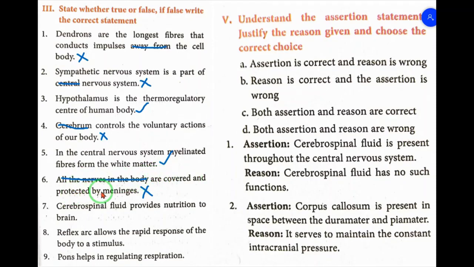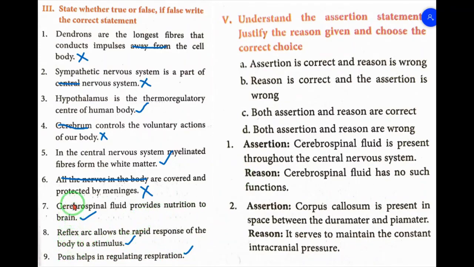Question number 7. Cerebrospinal fluid provides nutrition to brain. This is correct. True. Number 8. Reflex arc allows the rapid response of the body to a stimulus. True. Number 9. Pons helps in regulating respiration. True. Once again I repeat.